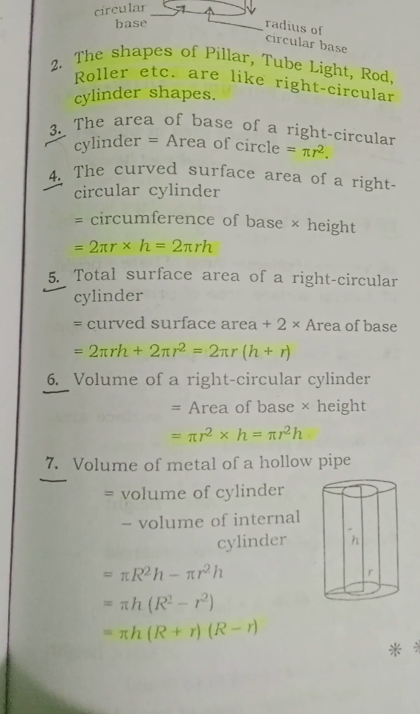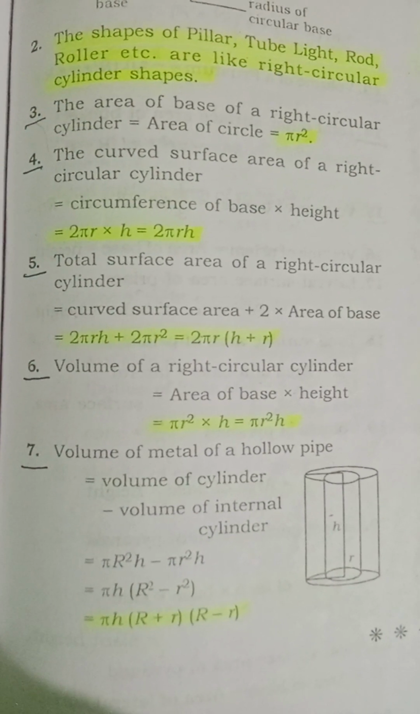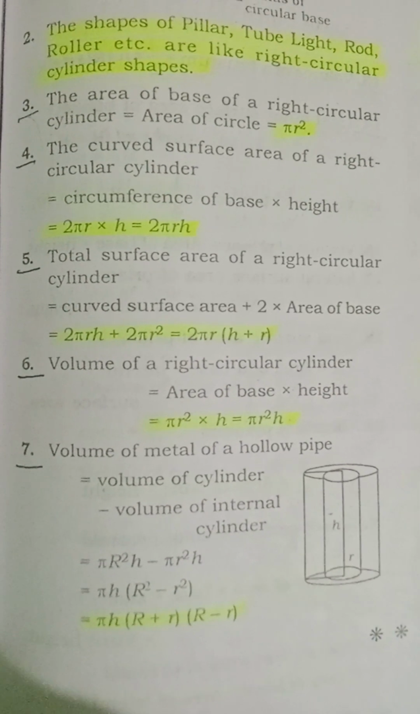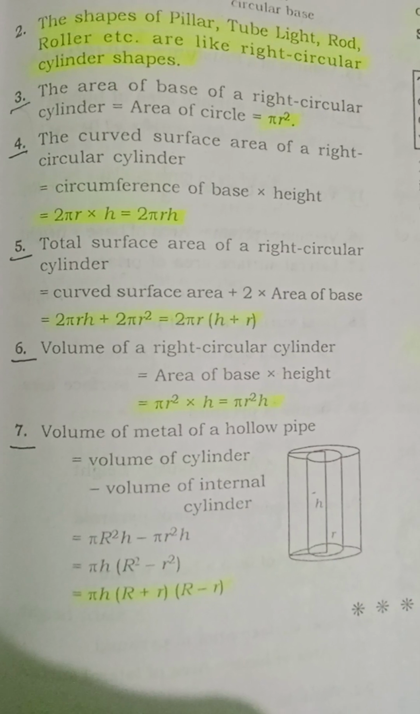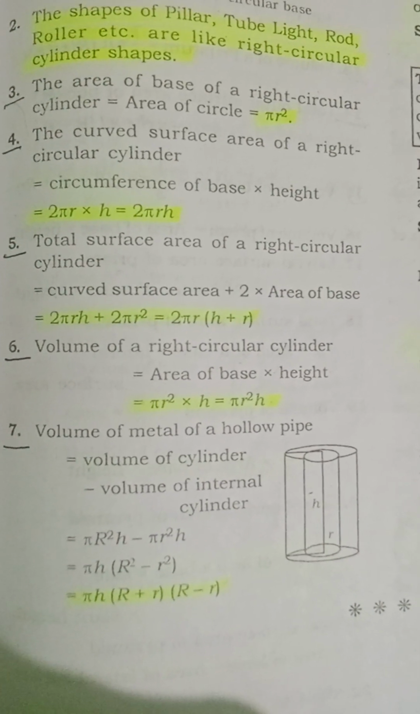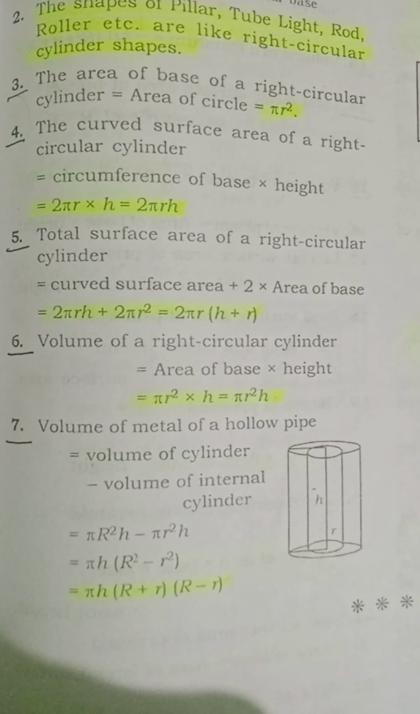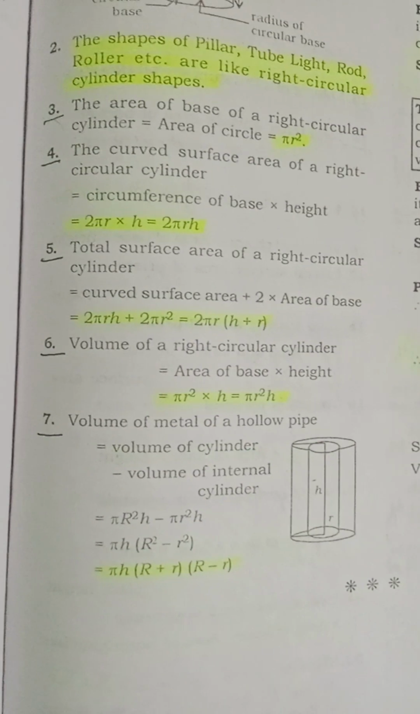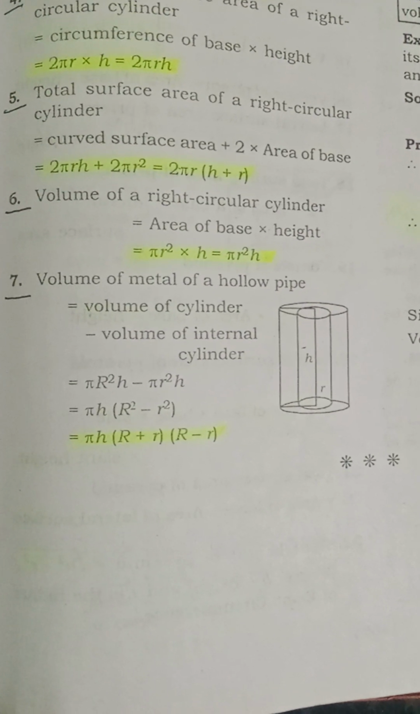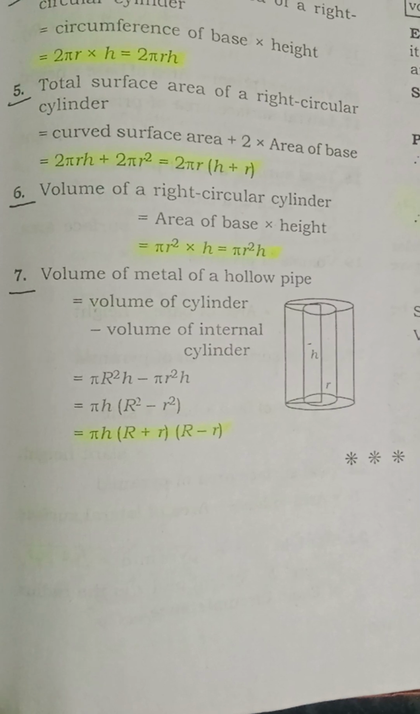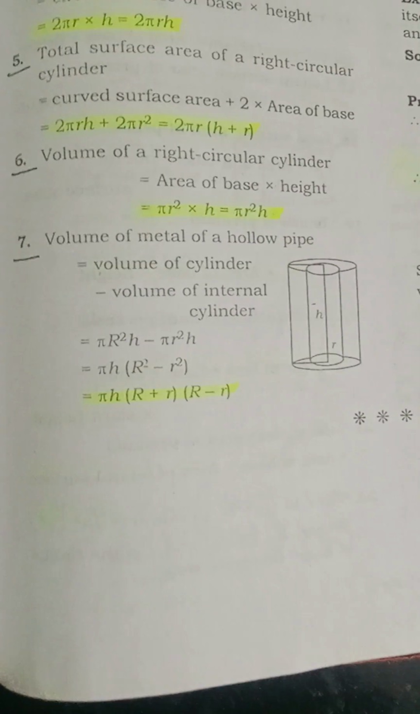Next point, the area of the base of a right circular cylinder, area of circle is equal to pi r square. The curved surface area of a right circular cylinder is circumference of base into height. Total surface area of a right circular cylinder is curved surface area plus 2 area of base, 2 pi r h plus 2 pi r square, is equal to 2 pi r into h plus r. Volume of a right circular cylinder is area of base into height, pi r square into h, pi r square h.